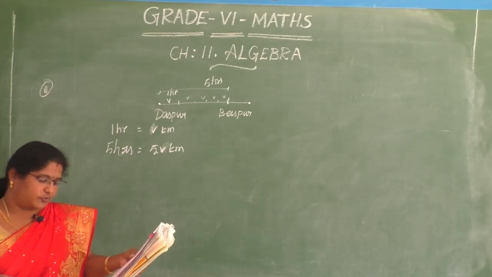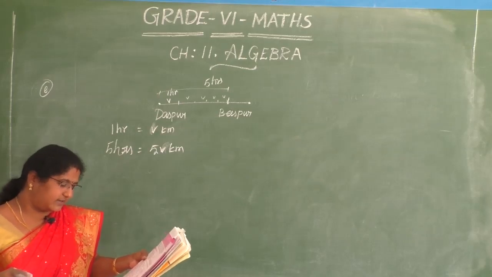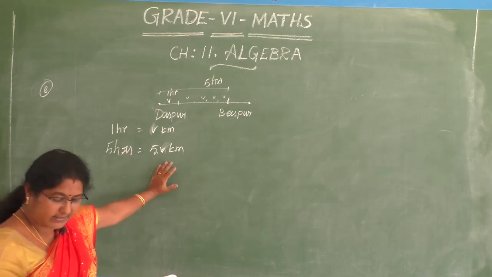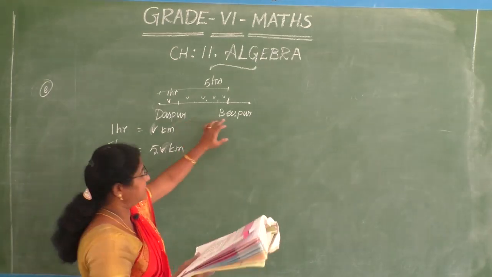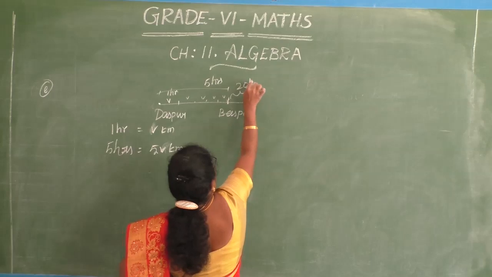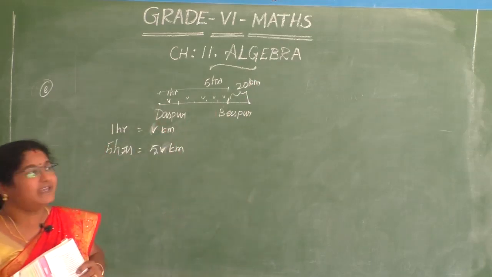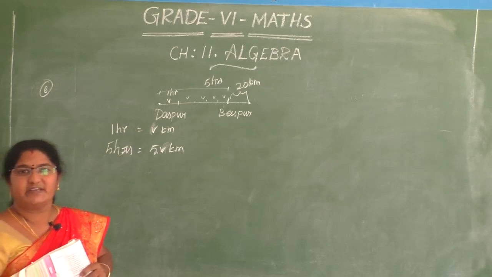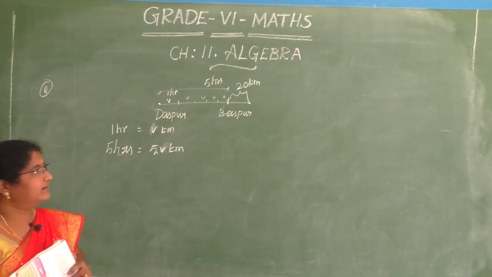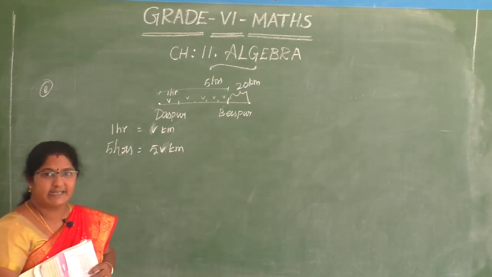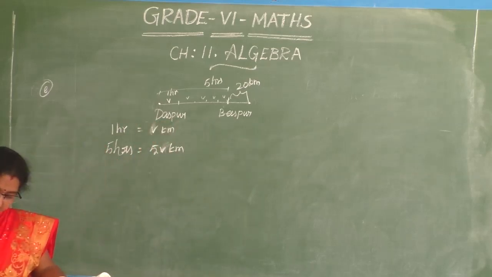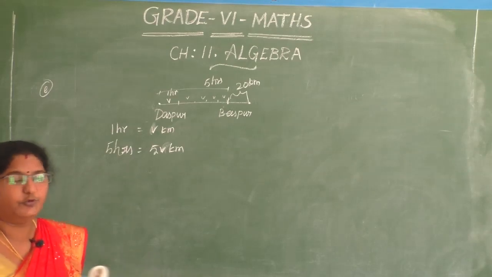It is going from Tazpur to Bispur. After the bus travelled 5 hours, how far has it travelled? 5v kilometer. After 5 hours, Bispur is still 20 kilometer away. So the remaining distance is 20 kilometer. Up to now we have moved 5v kilometer in 5 hours. The remaining distance after 5 hours is 20 kilometers. So what is the distance from Tazpur to Bispur? Do you understand?